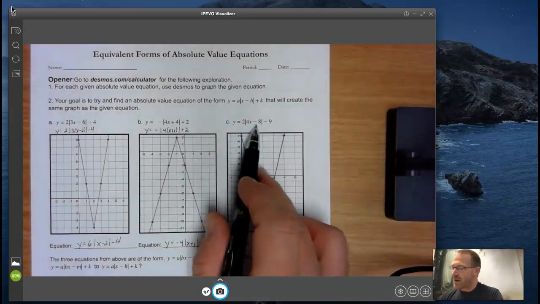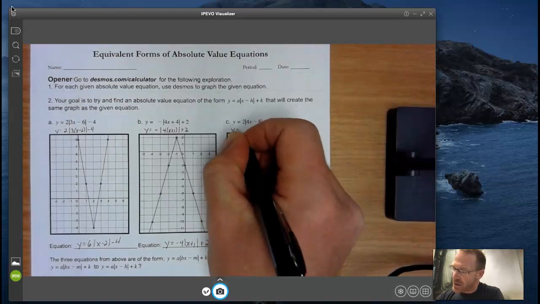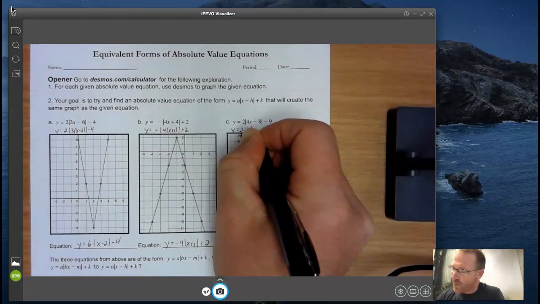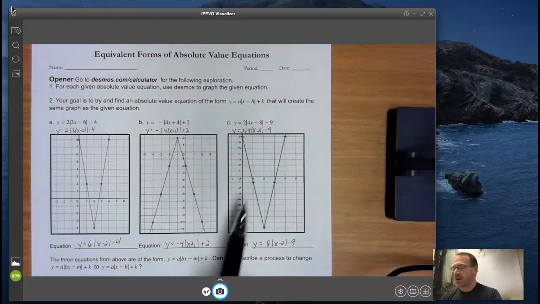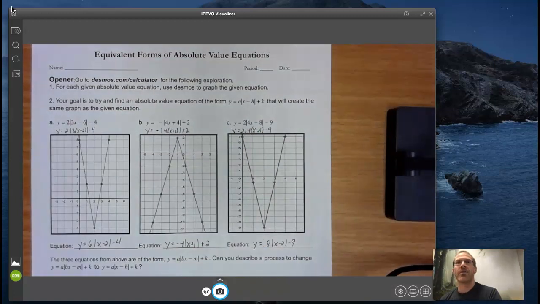And then same thing here. If I look for that GCF on the inside of this expression, once again it's 4, that leaves me x minus 2. And then I can take that 4 to the outside, and 4 times 2 is 8. All right, so there's the pattern.